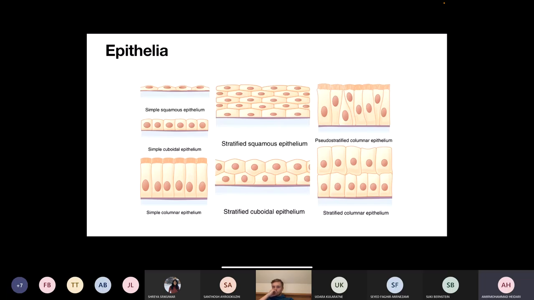Then we have stratified columnar epithelium. These are, I think, mostly found in the male reproductive tract.